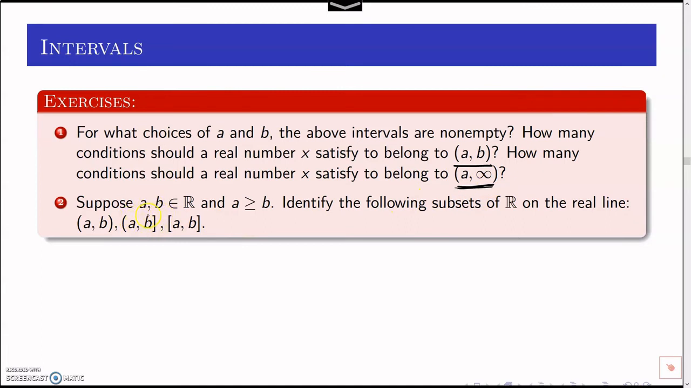One more is, if a and b are two real numbers and a is bigger than or equal to b, then identify the following subsets of R on the real line. So I have given some intervals here.